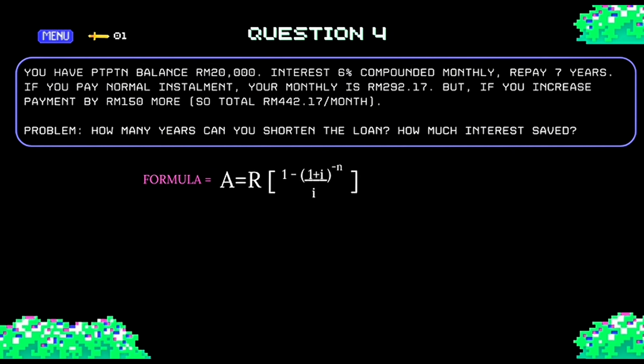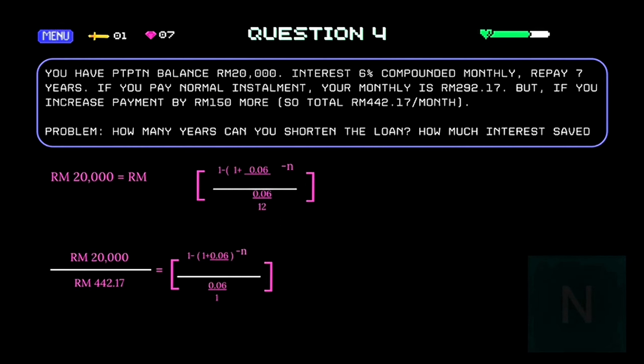The formula is A equals R, open bracket, 1 minus, open bracket, 1 plus I, close bracket, to the power of negative n, close bracket, divided by I, close bracket. So now, we just follow the formula, where we know A is the loan's amount, R is the monthly payment, I is the monthly interest rate, while N is the number of months that we want to find. Next, we need to substitute the values.